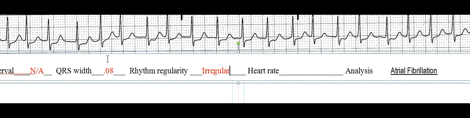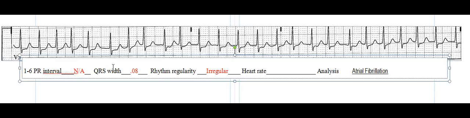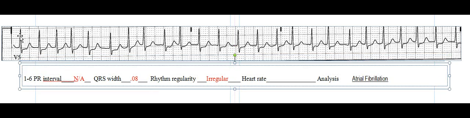Heart rate. All right, this is one of those irregular strips. We're going to have to do the 6-second method. So 1, 2, 3, 4, 5, 6, 7, 8, 9, 10, 11, 12, 13, 14, 15. Okay, everybody remember 15. 1, 2, 3, 4, 5, 6, 7, 8, 9, 10, 11, 12, 13, 14, and the 15th one just pops in there. Okay, so we know it's not exactly 150. So I'm going to say it's in the 150s, somewhere around 150.